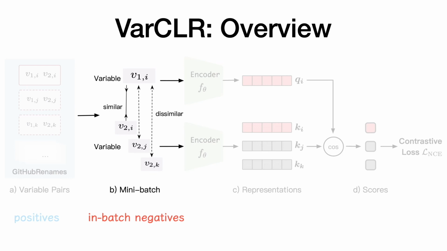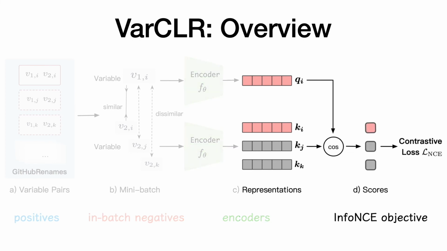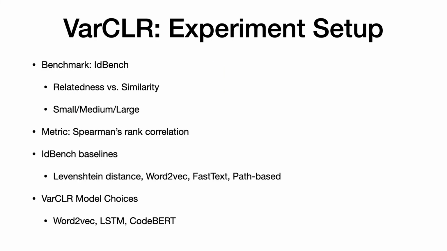After we have these variables and the corresponding pairs, we use encoders to encode them into vectors. There are a lot of options for encoders, such as simple ones like word2vec and more capable ones like Subword. Remember earlier in this talk we discussed some other desired properties of variable representations, and in our paper we discuss how these different choices of encoders capture these different desired properties. Finally, we use the InfoNCE contrastive objective to calculate the contrastive loss based on these vectors. Again, for more details, please refer to our paper.